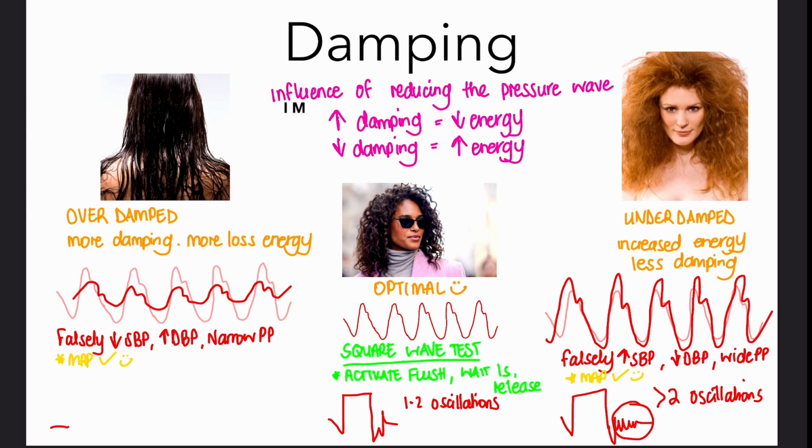On the opposite side, the overdamped, the square will probably already be impacted. It's going to be slow to make that square, not having perfect right angles, and it will have no or less than 1 oscillation before the arterial line tracing that you know.